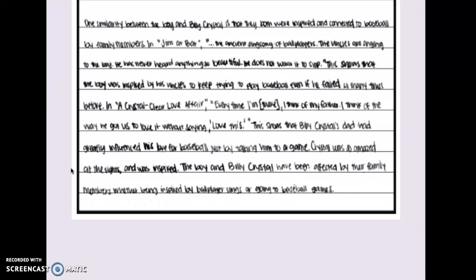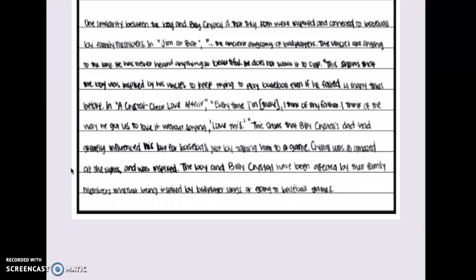This shows that the boy has inspired the uncles to keep trying to play baseball, even if he failed so many times before. In "Crystal Clear Love Affair," "every time, I'm sure, I think of my father, I think of the way he got us to love it without saying love this." This shows that Billy Crystal's dad had greatly influenced his love for baseball by just taking him to a game. Crystal was so amazed at the sights and was inspired.